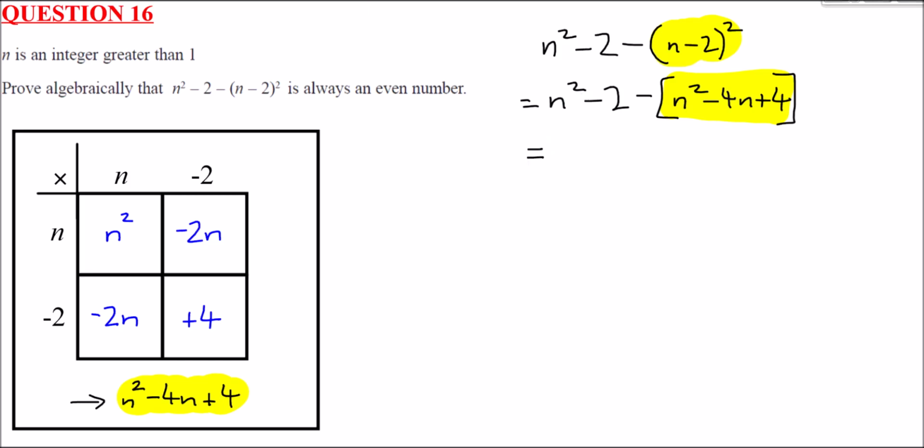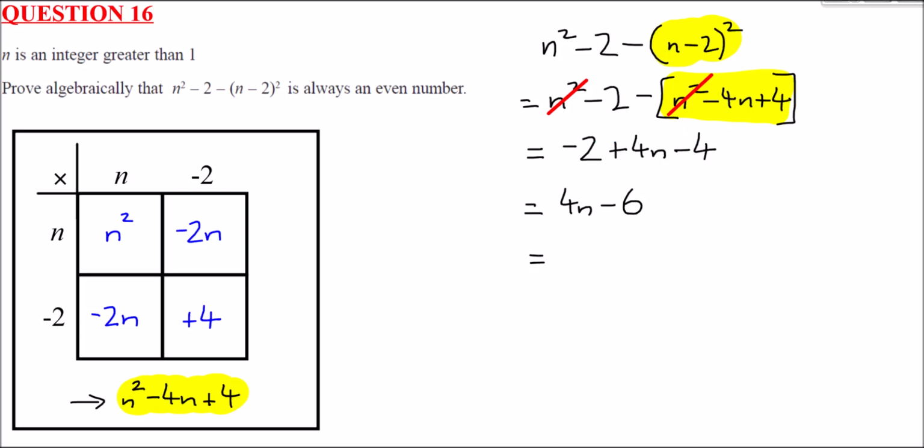So we've got n squared on the outside, but we're minusing an n squared here. So these n squareds will cancel. So we're going to have that minus 2 left. But then we're minusing a minus 4n. Minus 4n gives us plus 4n. Then I'm minusing a normal 4, which is just minus 4. So now I can neaten this up. So I've got 4n minus 2 minus another 4 is minus 6.